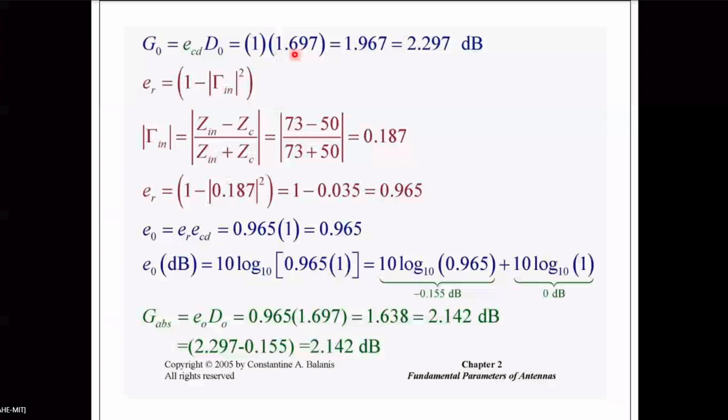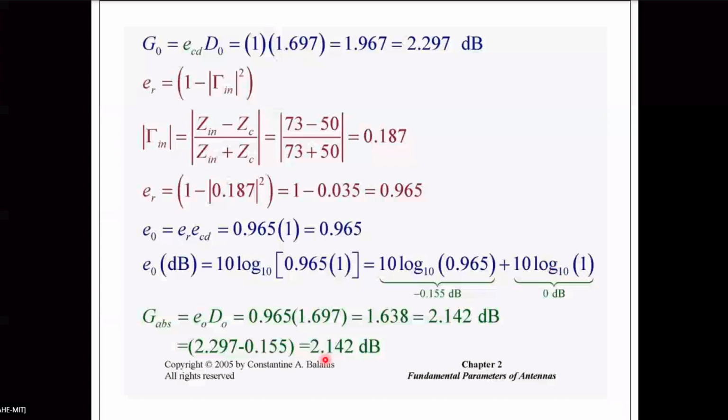Okay. So here you get this value, then you find out G naught. This is not the absolute value of gain, because it is ECD into D naught. So ER, you find out tau in, ER is this much. So E naught is ER into ECD, is this much. E naught in dB is 10 log. Okay, what is this? So you know this.